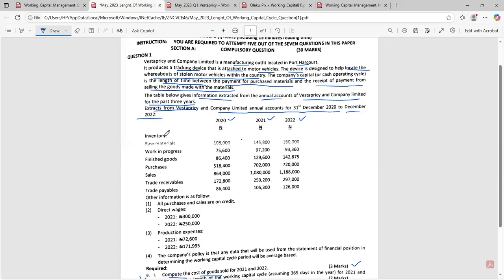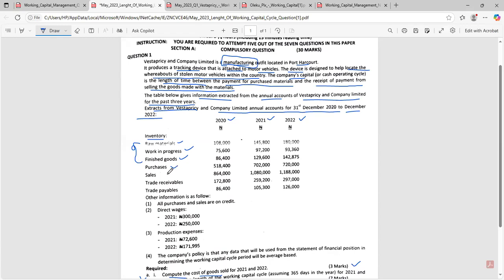Now, if you check what was given to us, they gave us inventory. And the inventory breakdown: we have raw material, we have work in progress, and we have finished goods. Now, this means that this company is a manufacturing company, apart from them telling us here that it's a manufacturing outfit. So this company is a manufacturing company.